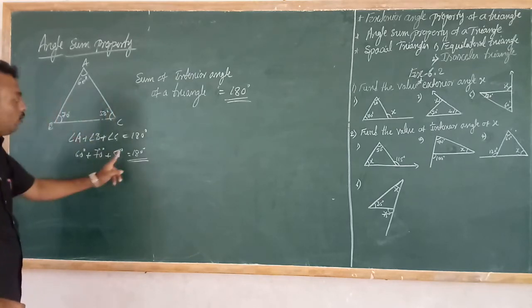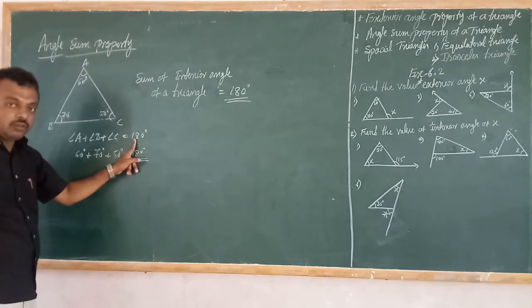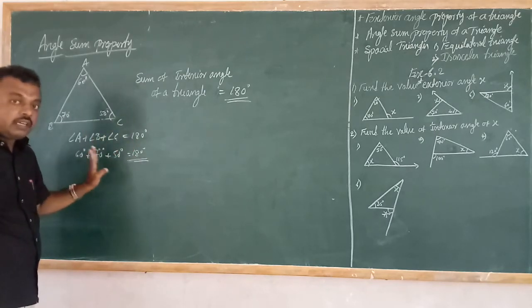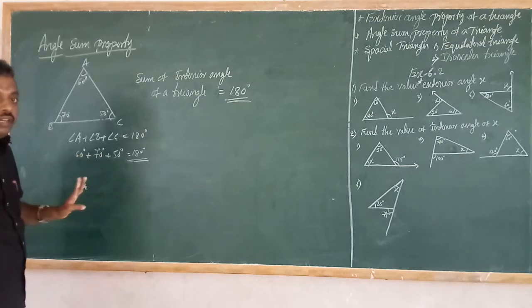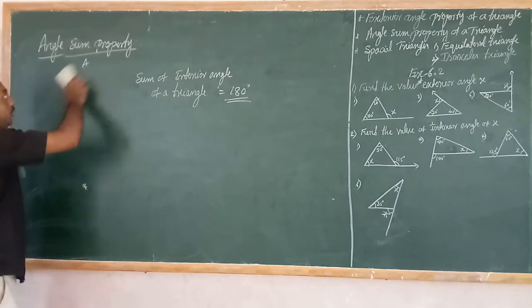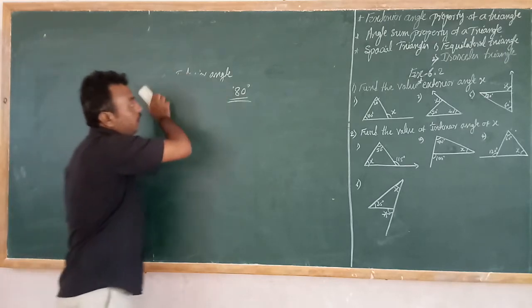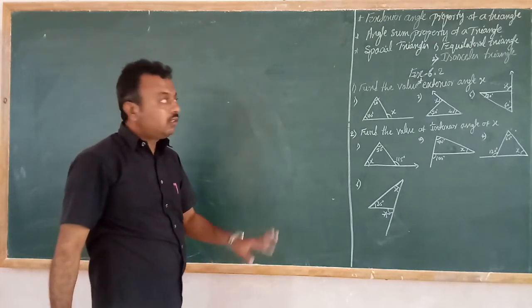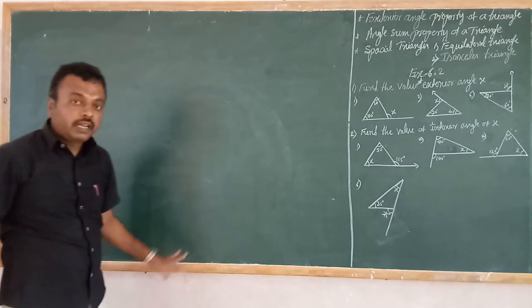Only when the sum of all three angles is exactly equal to 180 degrees can it form a triangle. It cannot form a triangle if less than or more than 180 degrees. This is the angle sum property of a triangle. Did you understand? Exterior angle property and angle sum property.